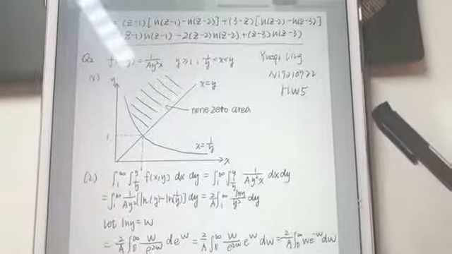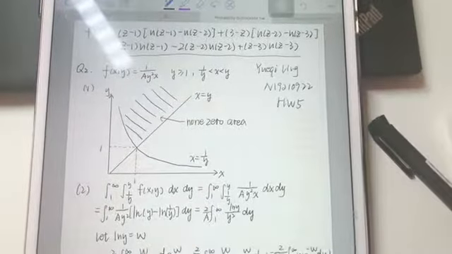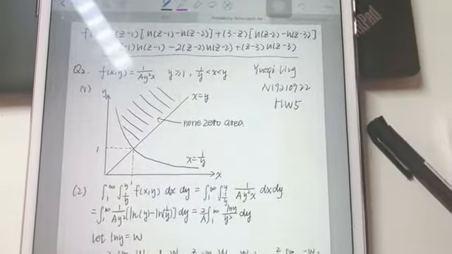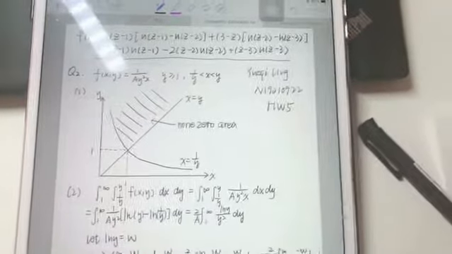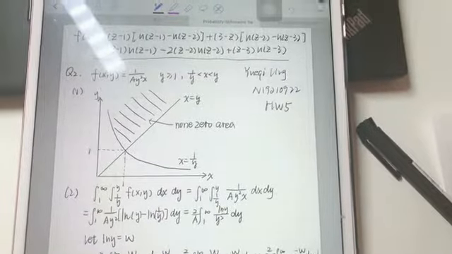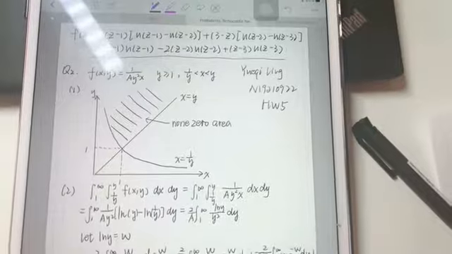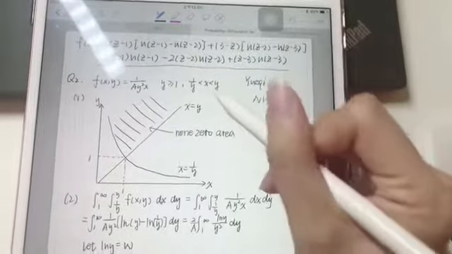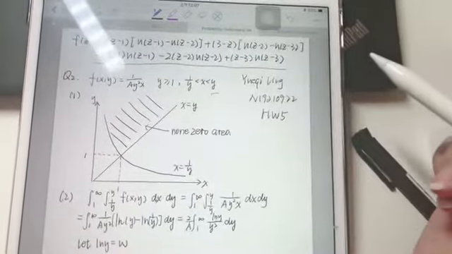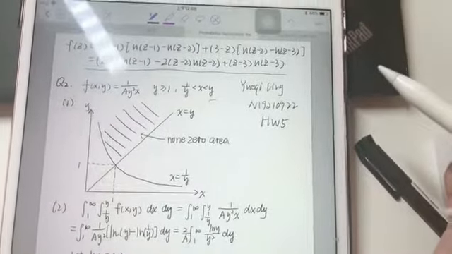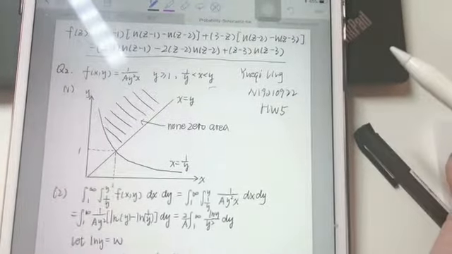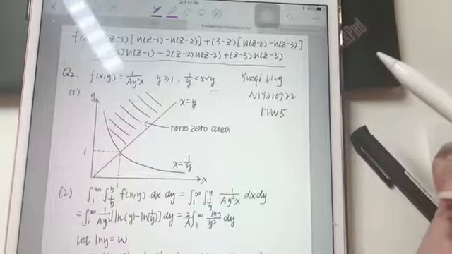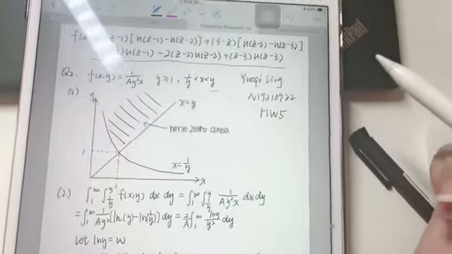Question 2 gives us the expression of f(x,y), where y is larger than 1 and x is between 1 divided by y and y. The first question asks us to find the non-zero definition region of f(x,y).